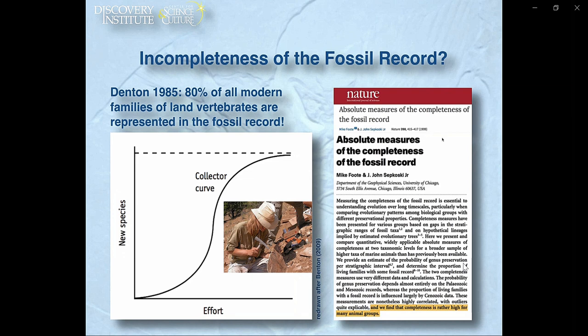And this has been tested statistically for all ages of Earth history, for all different groups of organisms, for all different geographical regions. There's a famous paper by Foote and Sepkoski in Nature from 1999. And the general result is we find that completeness is rather high for many animal groups. So in most groups, we know that we have sufficiently collected to know that the discontinuities that we find are really out there. So what discontinuities do we find that refute Darwinism?